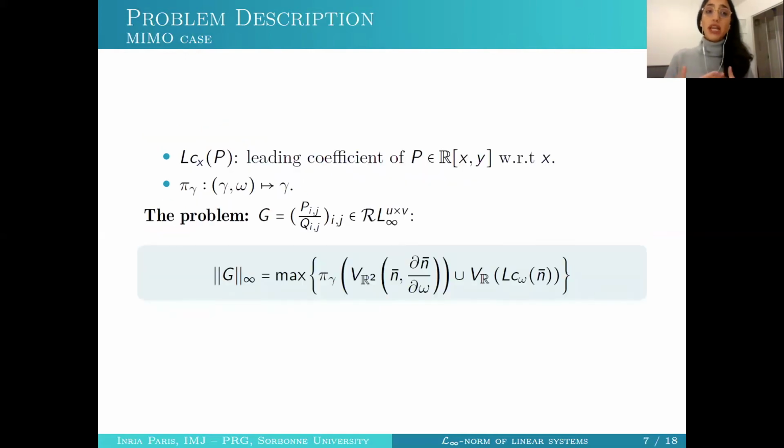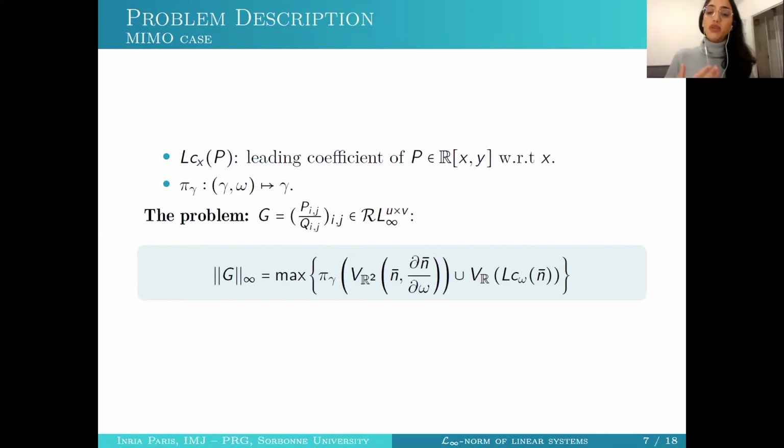As for the MIMO case, which means multiple input, multiple output, the problem of computing the L-infinity norm of G, which is a transfer function matrix, is the problem of computing the maximal gamma projection of the system of the critical points, or the maximal real root of the leading coefficients of N with respect to omega.